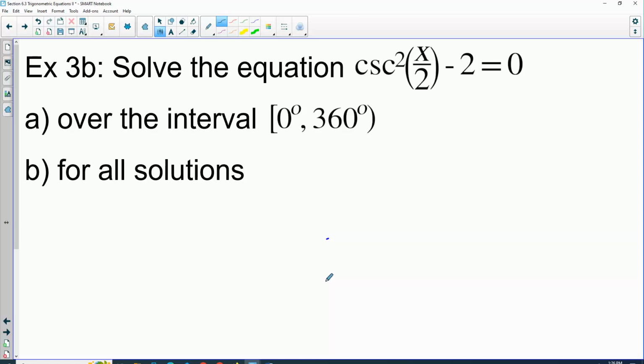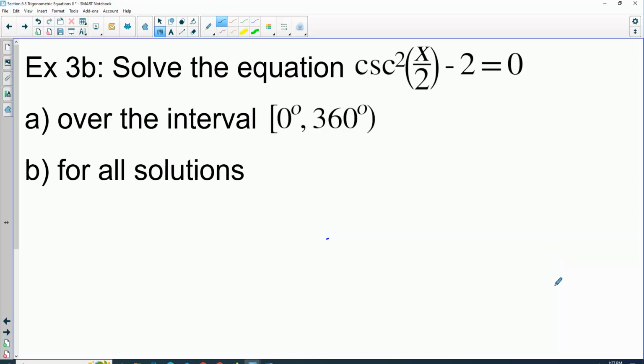Okay, so we talked about if it's like a 2x or 3x, that's double or triple the solutions because it makes our period shorter, so the graph repeats more between 0 and 2 pi. When it's like a half x, that stretches our graph out, so we just have to make sure at the end that our answers are in the interval we need.